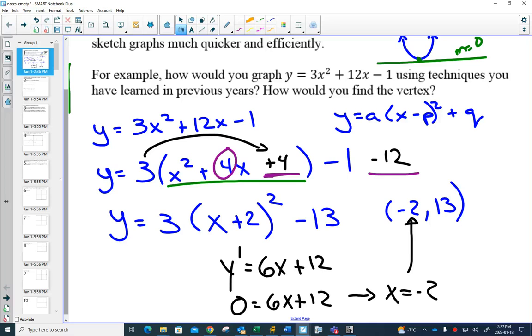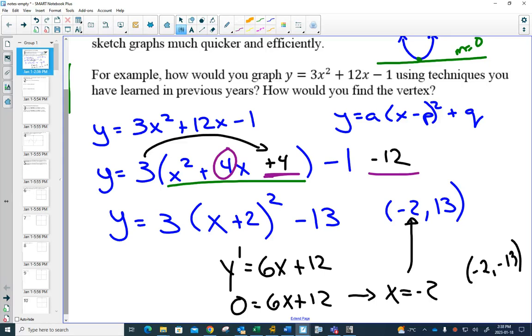Quicker than completing the square? Yes. And if I wanted to find the y coordinate, well then I could just go back to my original equation, plug in -2. I would get 12 minus 24 minus 1. And I would get my vertex that quick.